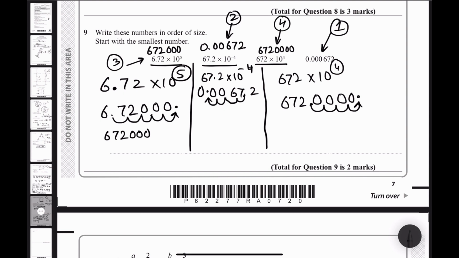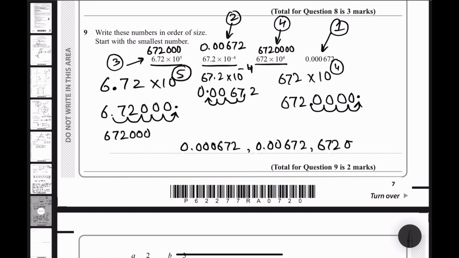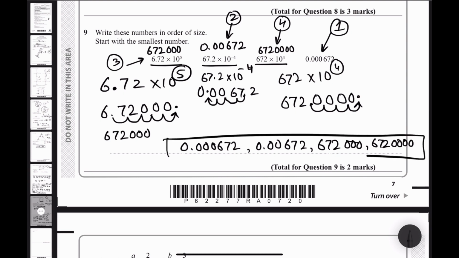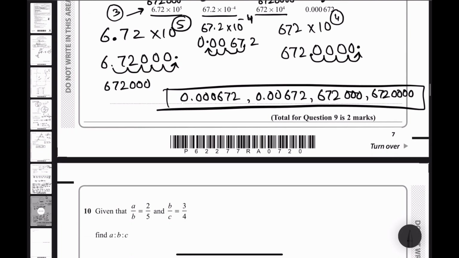So finally the order will look like this: 0.000672, and then 0.00672, and then 672,000, and then 6,720,000. So this is the order from the smallest to largest. So that's how you'll do that. Now let's move on to number 10.